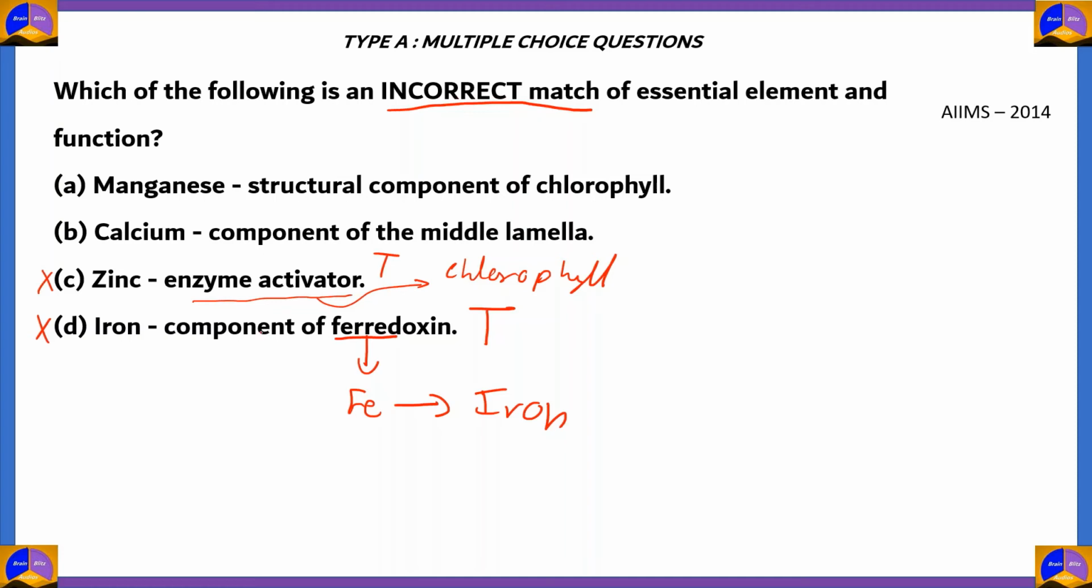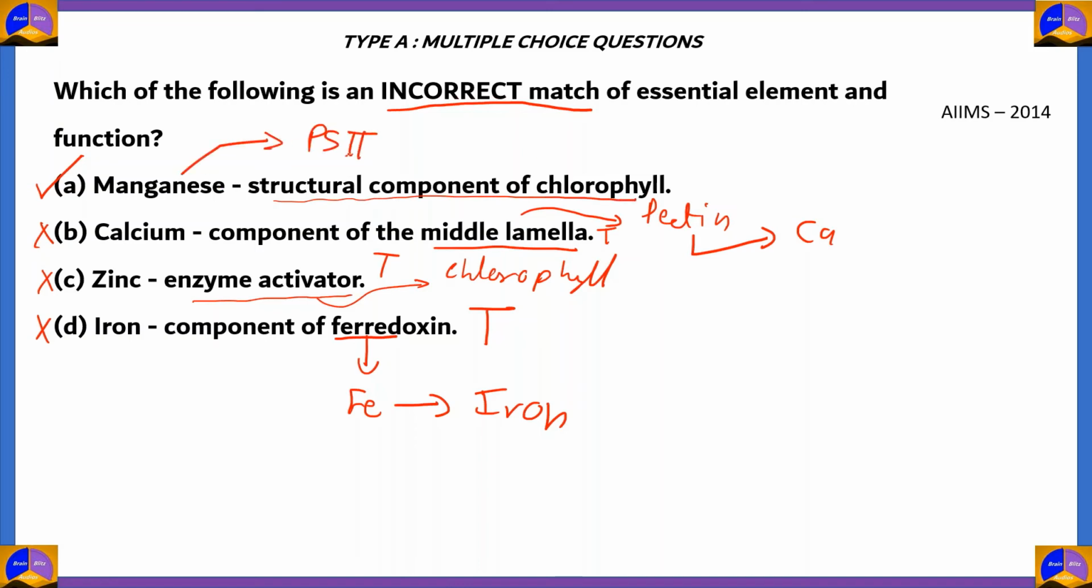Now, option B, calcium, component of the middle lamella. The middle lamella in most plants is made out of pectin, and this pectin is made of calcium. And therefore, option B is also true, which makes it incorrect. The right answer is option A, manganese, which is given as structural component of chlorophyll. Manganese is found in photosystem 2, and that results in the splitting of water. It has nothing to do with chlorophyll.